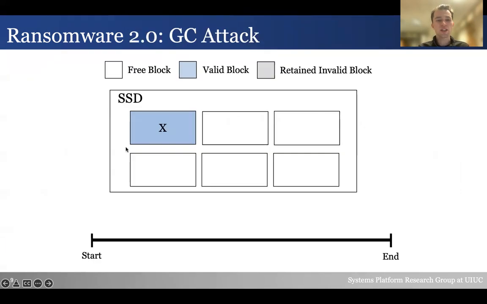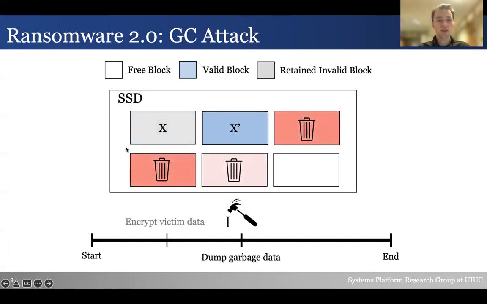To see these attacks in detail, let's go over first the GC attack. It begins by encrypting the victim's data. It then writes a large quantity of garbage data to fill the free blocks of the SSD. When it runs out, GC is triggered, and the victim data is removed.